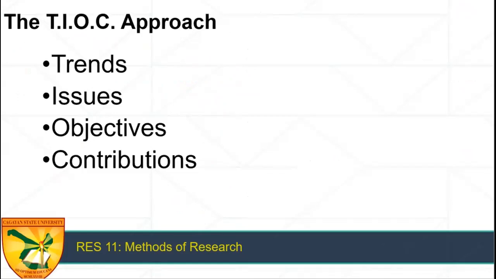And the last approach is the T.I.O.C approach, the trends, issues, objectives, and contributions. So this highlights the trends, the current situation. So you need to use updated reference and citations. Normally, we peg it to at least 5 years to make it current or to look at the trends. So you have here the issues, which are the blind spots of usual problems, and the objectives and the contributions here is the significance.